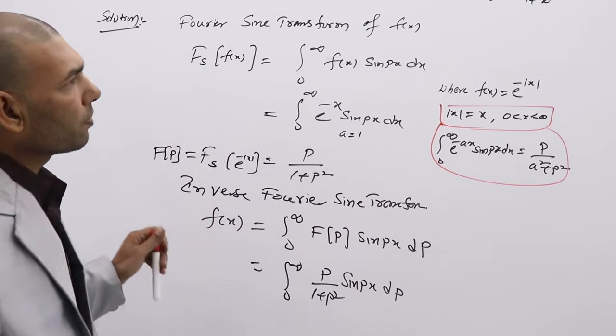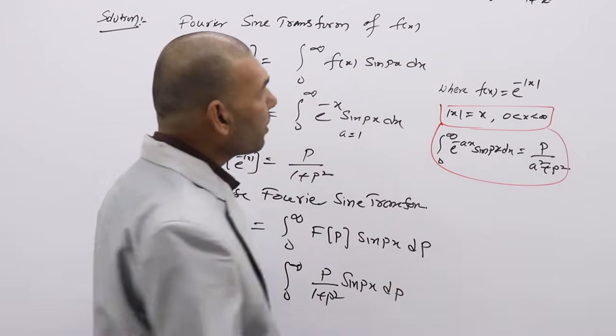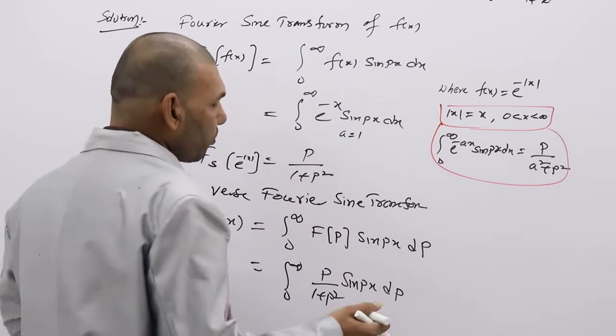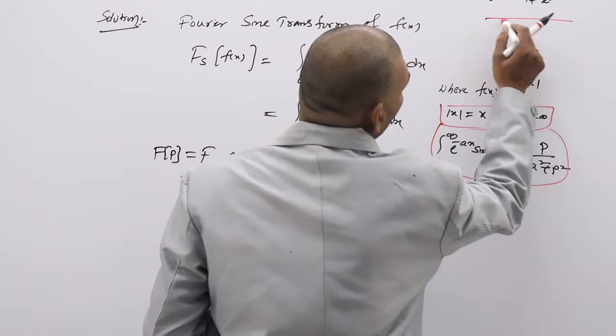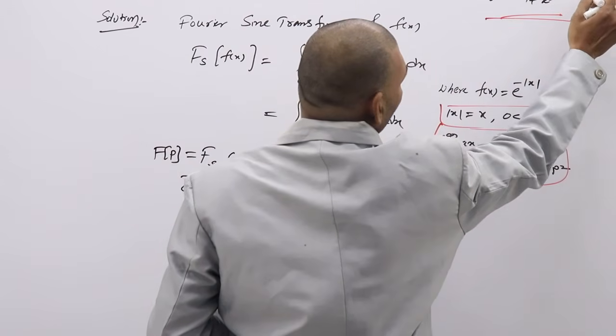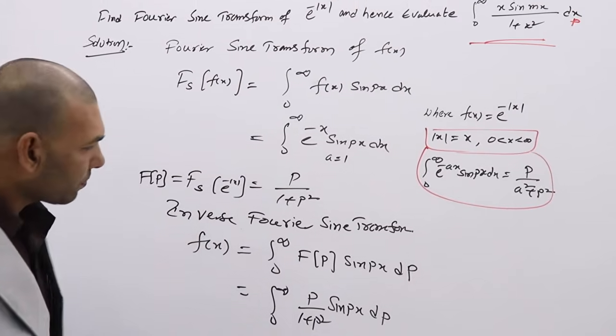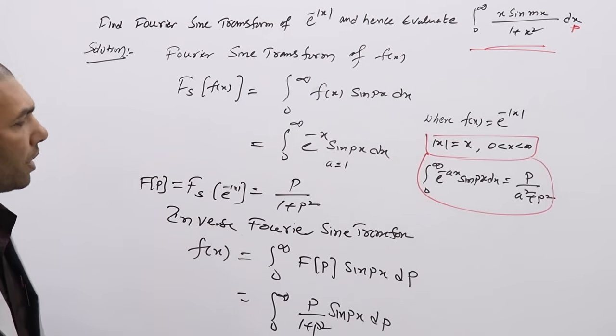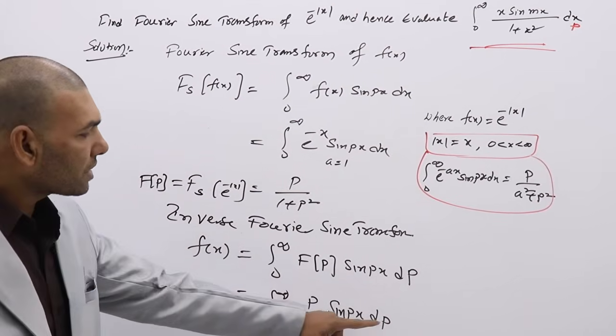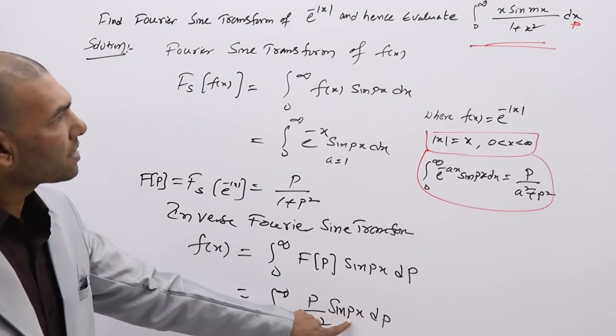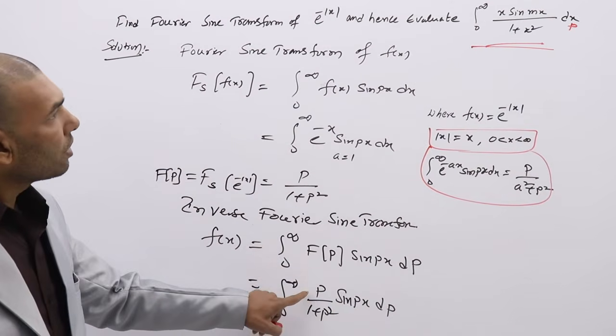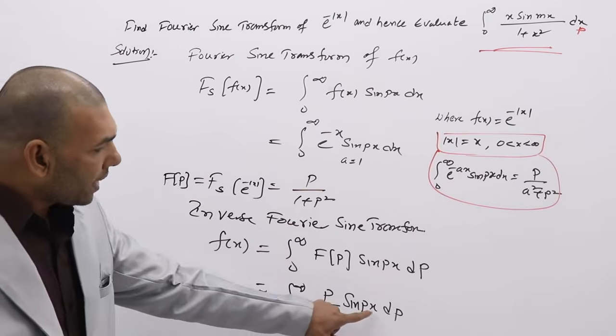Here, in the place of p we have x. What we need to prove is this one. In the place of p we have x, and in the place of x we have m.